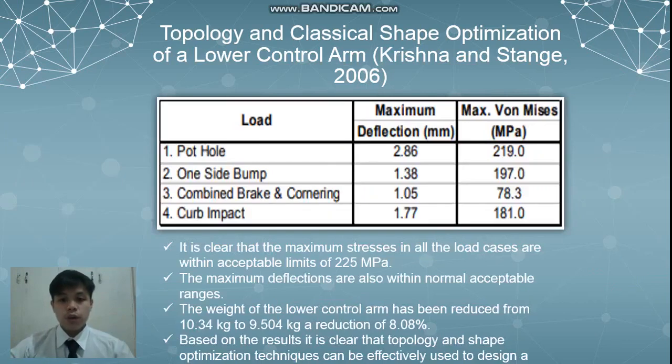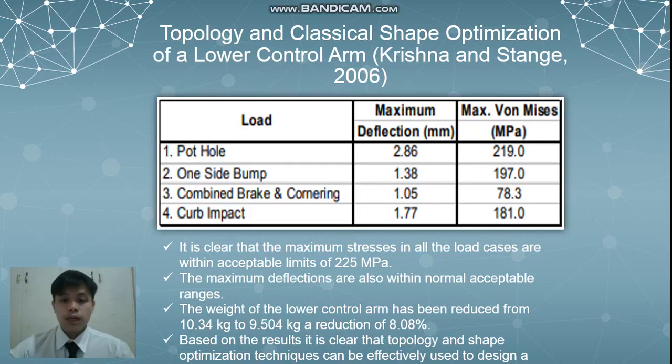This is the result of every load case in this study. It is seen that the maximum stresses for all load cases are within the acceptable limit of 225 MPa. Also, the maximum deflections are within the acceptable range. The weight of the lower control arm was reduced from 10.34 kilograms to 9.504 kilograms, which is an 8.08% reduction.